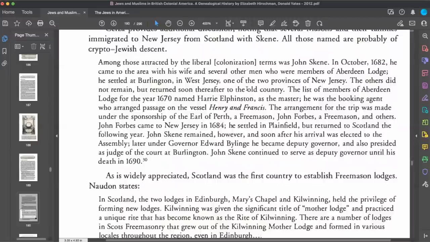He settled in Plainfield but returned to Scotland the following year. John Skeen remained, however, and soon after his arrival was elected to the Assembly. Later, under Governor Edward Bellingy, he became Deputy Governor and also presided as judge of the court at Burlington. John Skeen continued to serve as a deputy governor until his death in 1690.